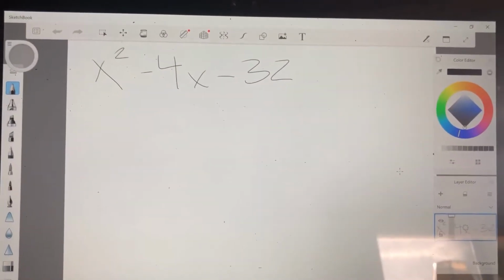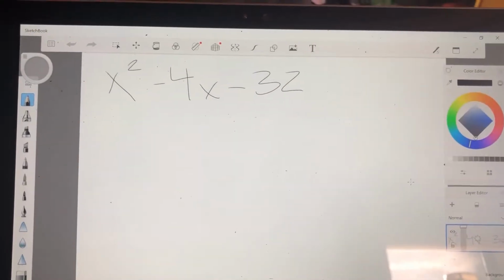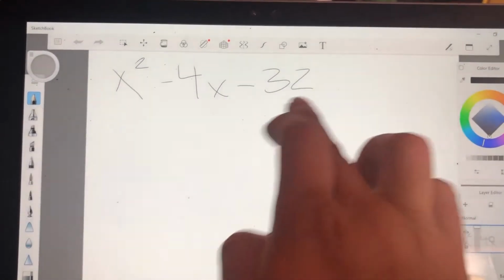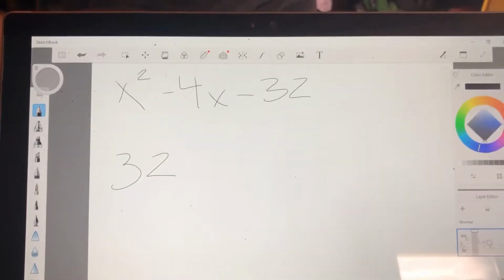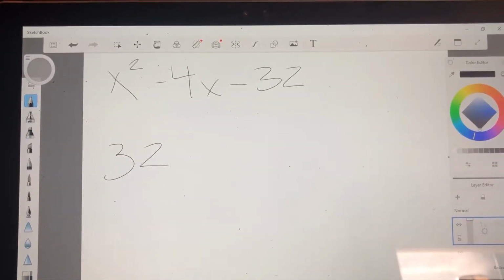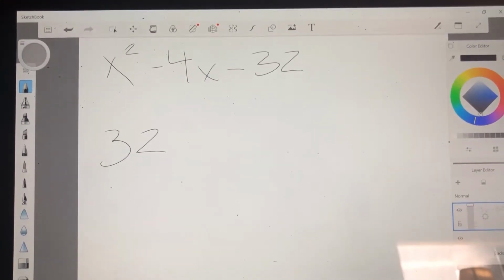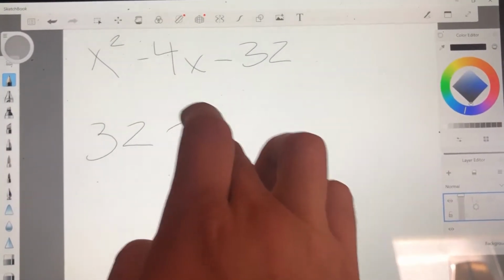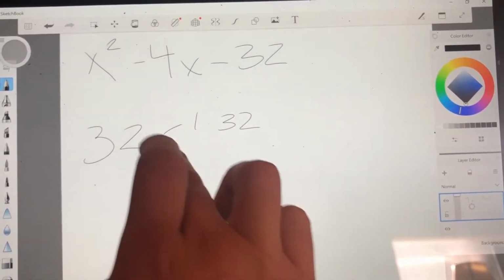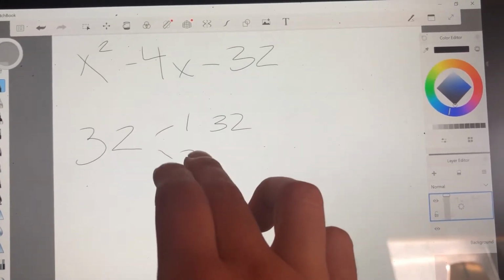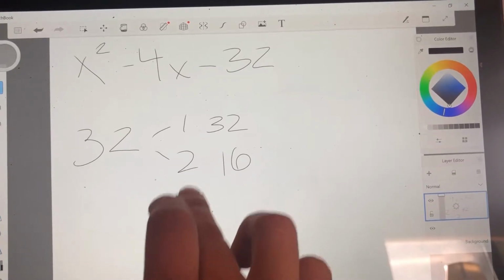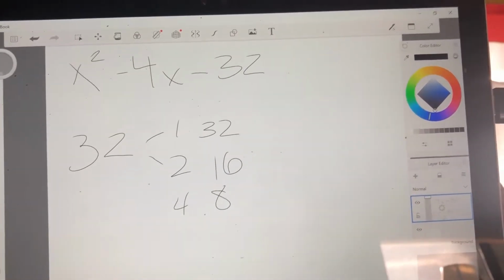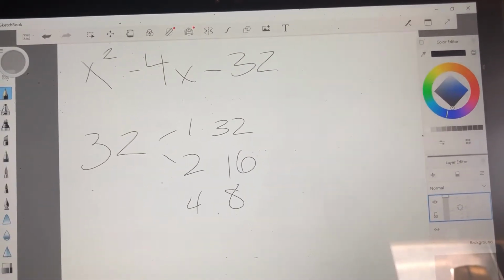This video will explain a simple way to do factoring. The first thing that I would look at is this last number right here, 32. I'm going to write out all of the pairs that are used to make 32. So for example, 1 times 32, 2 times 16, 4 times 8, and that would be it.